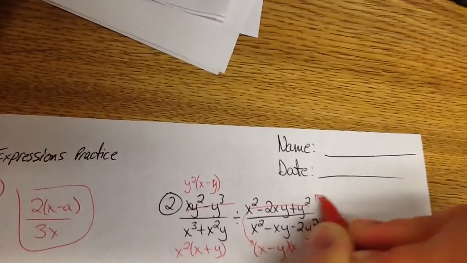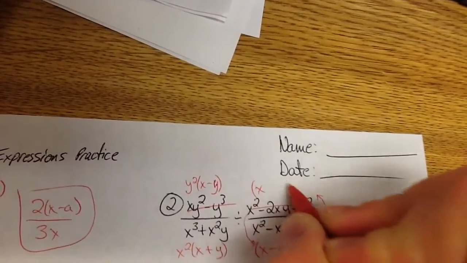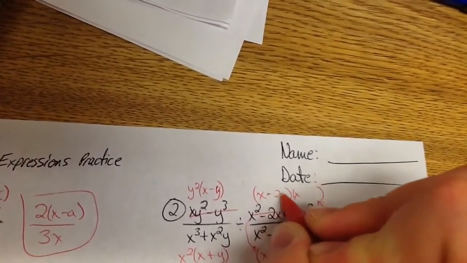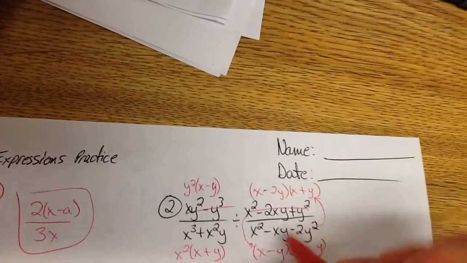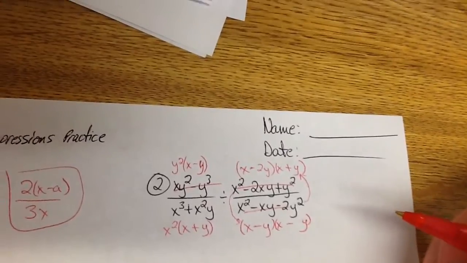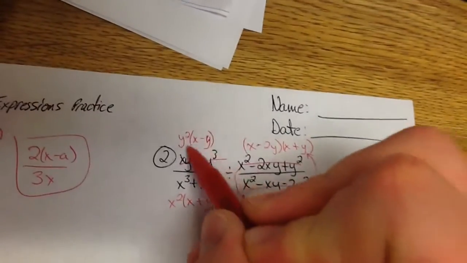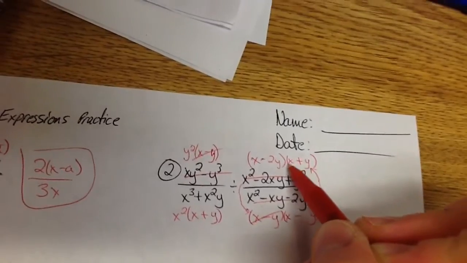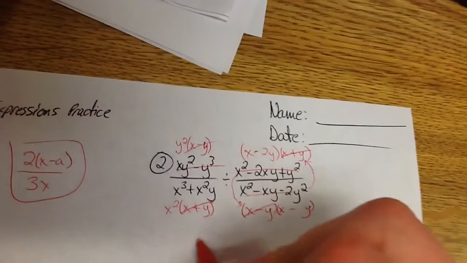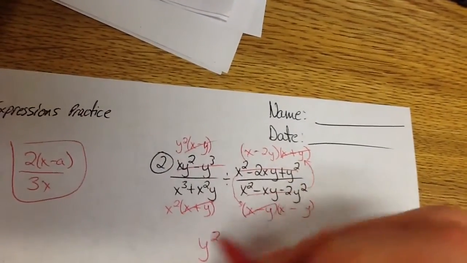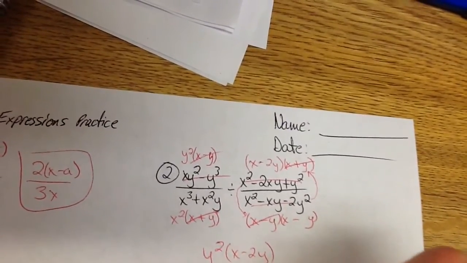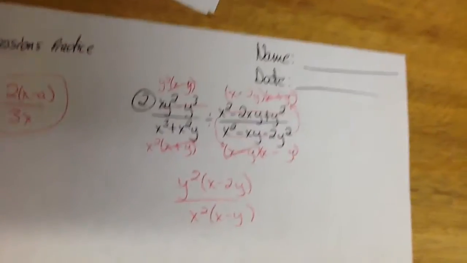And then I'm going to factor that one and put it up here. So that'd be x, and let's see, negative 2y plus 1y would give you that. Got it. Okay. Now just cancel out all the stuff that you can and you're done. So there's an x minus y, x minus y, x plus y, x plus y. Those are different, so that's it. Y squared times x minus 2y over x squared times x minus y. Oops, there we go.